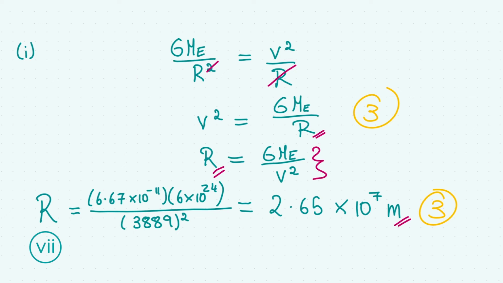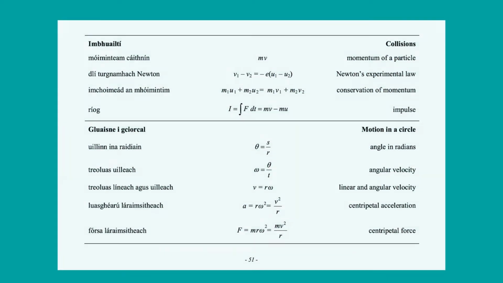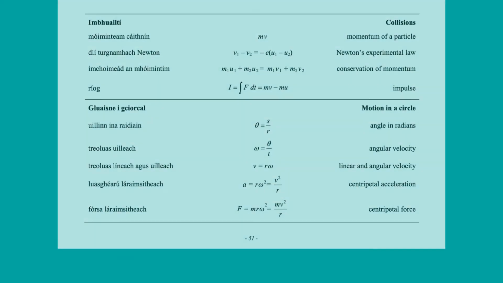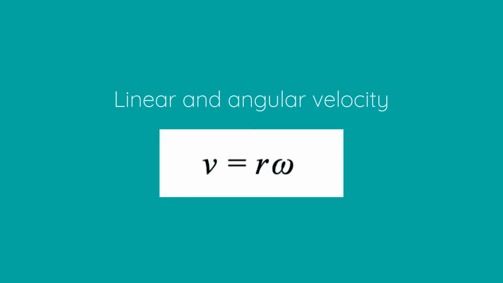Now before we move on to part 2, I'd just like to draw your attention again to page 51 of the Formulae and Tables book, but this time we'll be looking at the linear and angular velocity formula. Moving on to part 2, we need to find the angular velocity, and we're going to be using this formula: v is equal to r omega, because we know the linear speed and we know the radius of the orbit. All we need to find is omega. Just by putting the formula down, you're going to get 3 marks. 3 out of 6, not bad for just copying from the Formulae and Tables book.